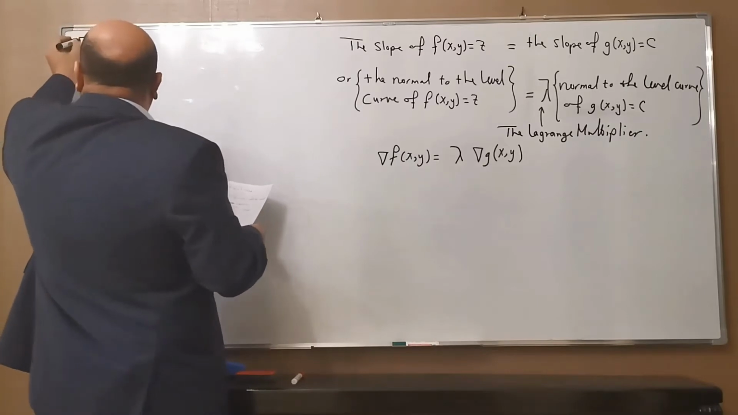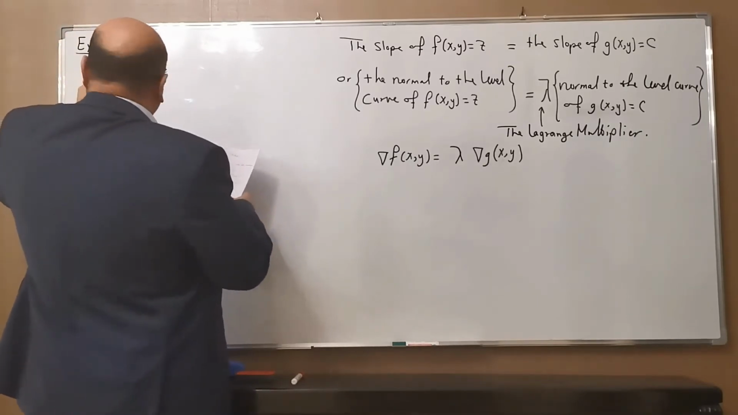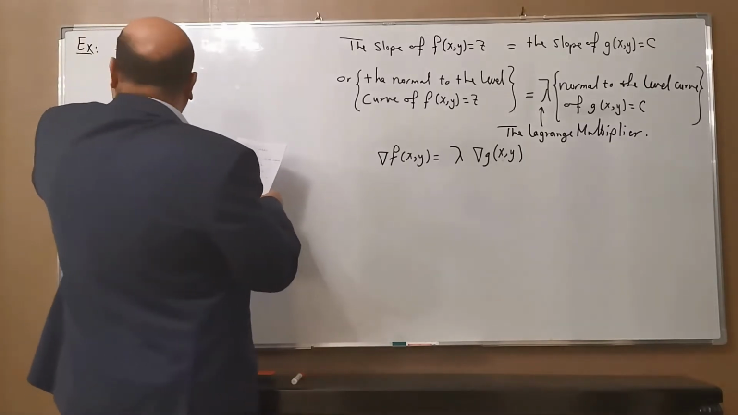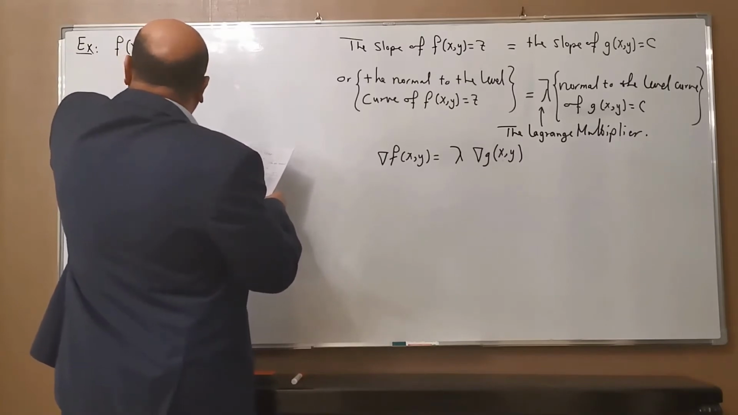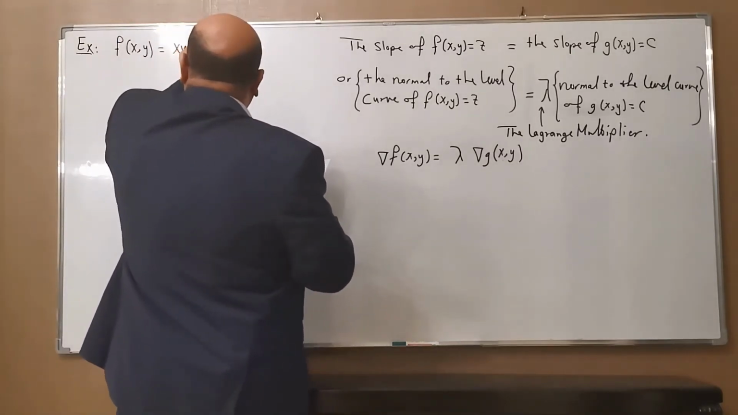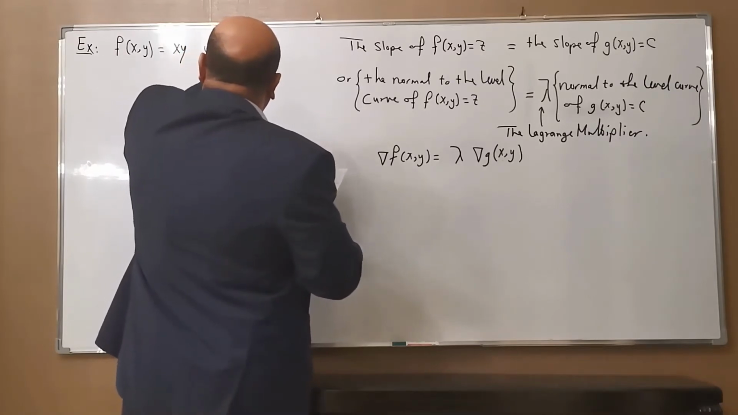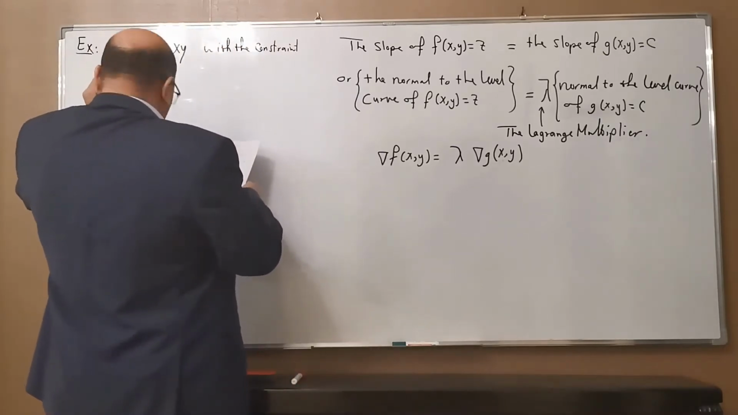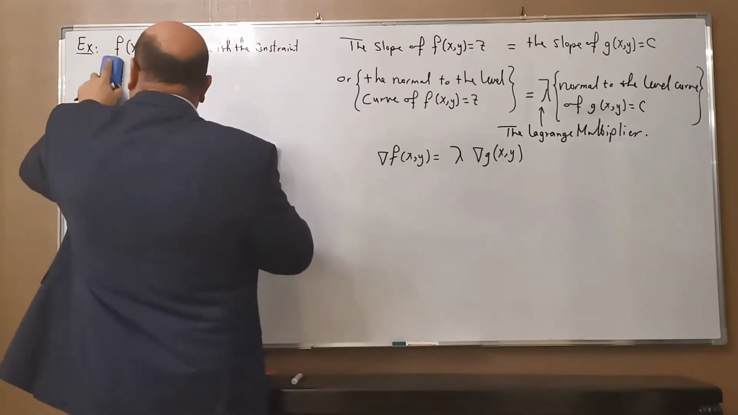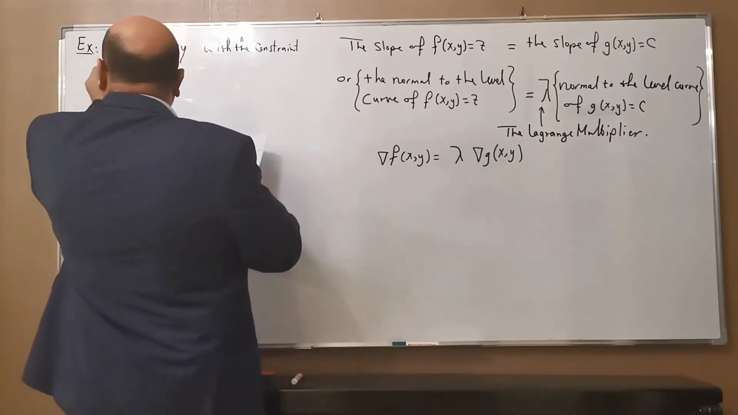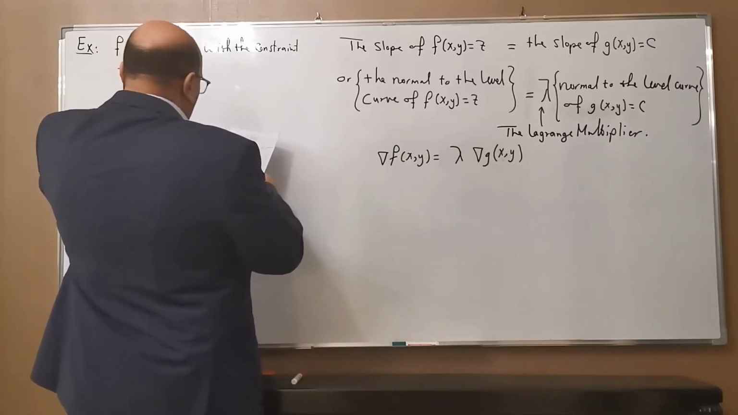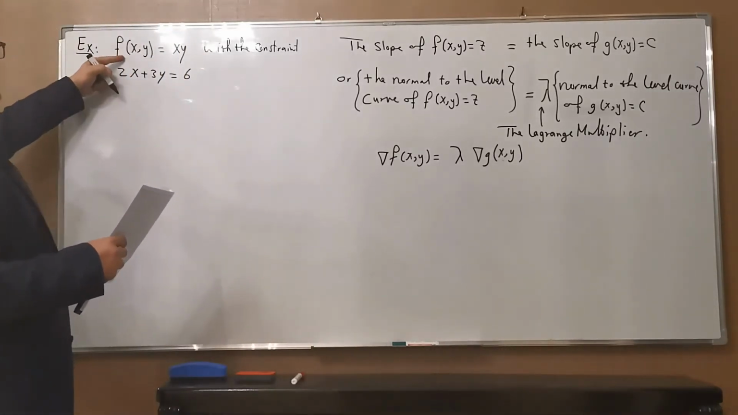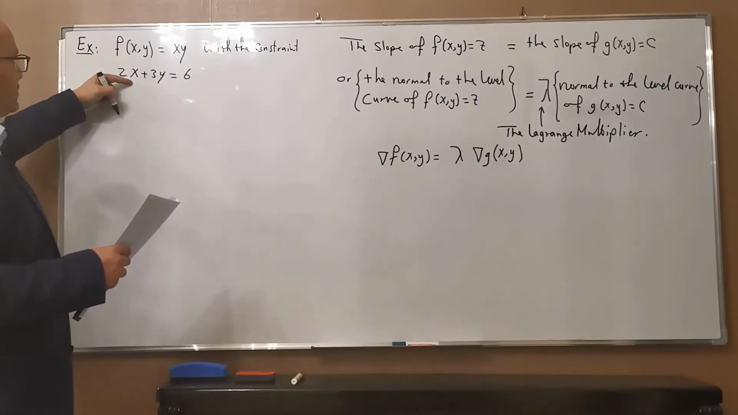So let's take an example and try to find the minimum or the maximum. Let's find the optimum point, f of x and y equals xy, with the constraint 2x plus 3y equals 6. So we need to optimize this with this constraint.